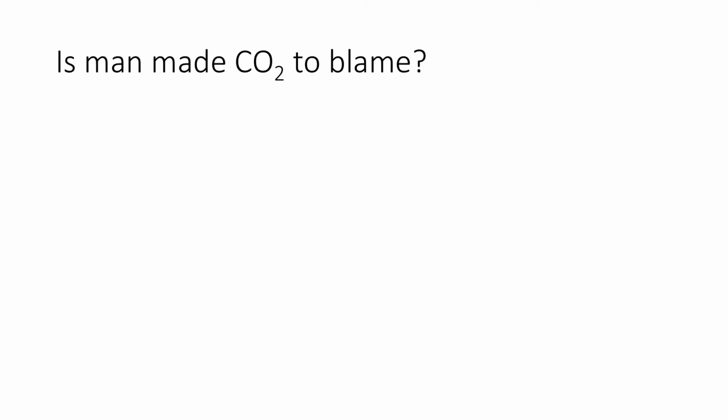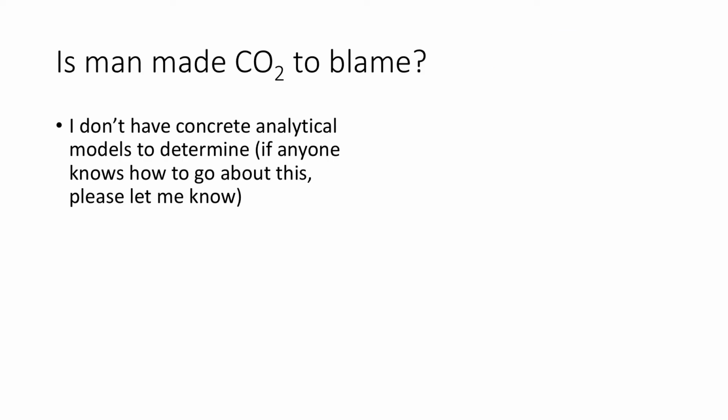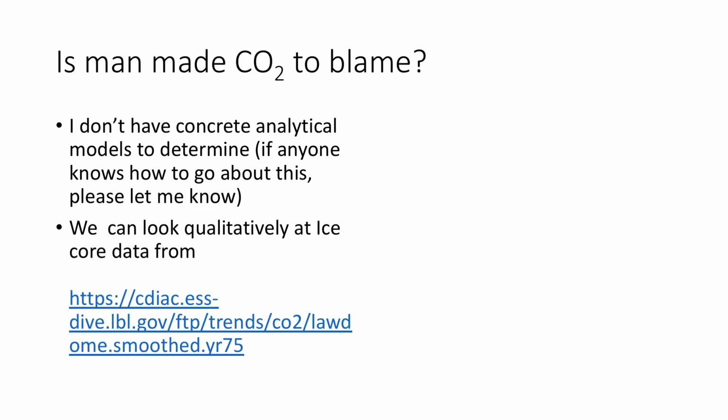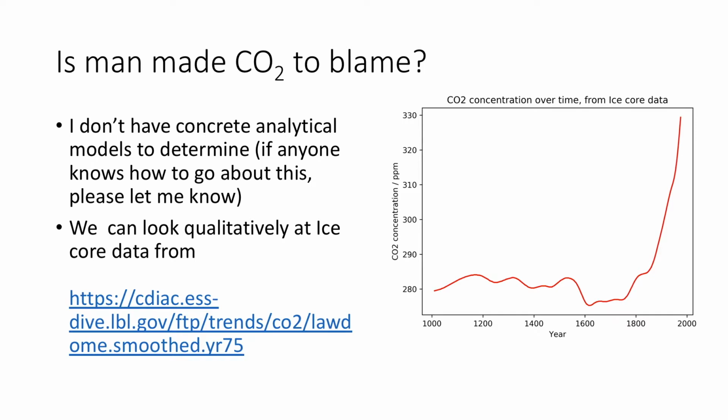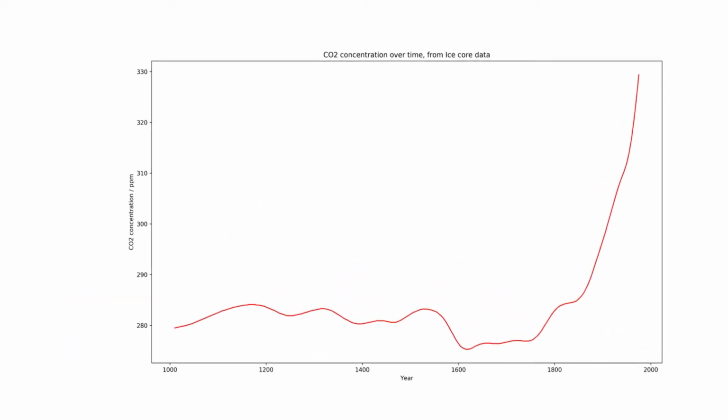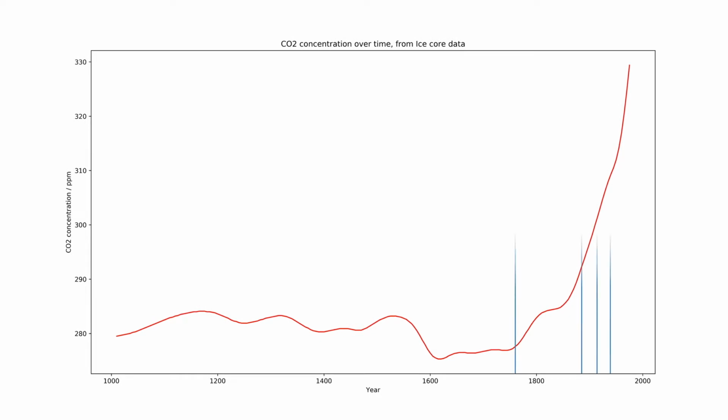Of course, we then have to question whether the increase in carbon dioxide is due to human activity. We can do this qualitatively by just looking at ice core data from the past millennium. Here we see that there's a massive increase in carbon dioxide concentration starting in the 1800s. Now let's blow this one up and annotate this with some historical events. Pretty much from the start of the Industrial Revolution, carbon dioxide levels have started rising.